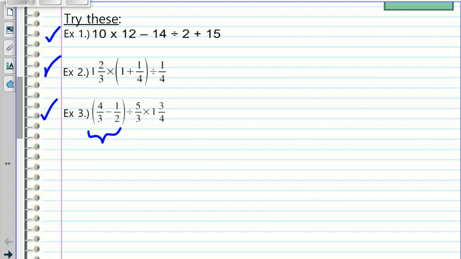So let's take care of this first. So 4/3 minus 1/2. I'm gonna do it up here on the side. So common denominator is 6. 3 times 2, so 4 times 2 is 8. 2 times 3, 6. Okay, subtract, so that's 5/6.